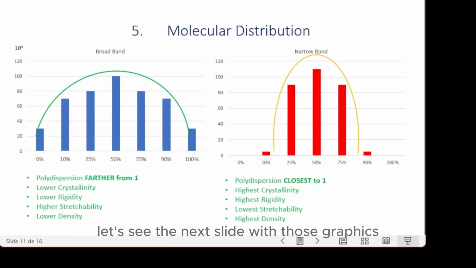Let's see the next slide with those graphics, broadband and narrowband. Broadband means the polydispersity is farther from 1, so the molecules of the polymer have different sizes and shapes.